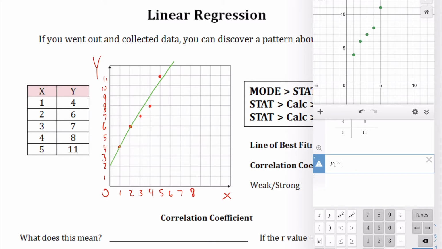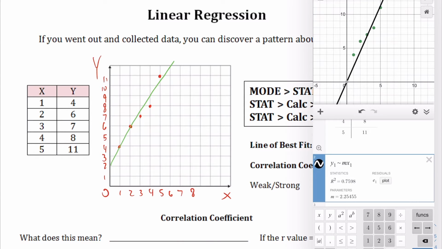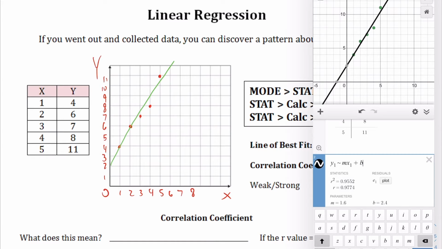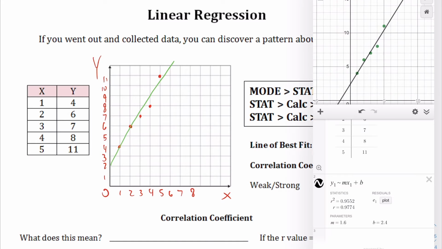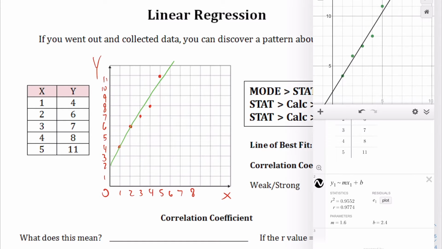So we have y is approximated as, we need m for slope, x, but because the x is coming from the table, we're going to put x1, and then we're going to put plus b. y1 is approximated to be the slope times x1 plus b. And then it gives us all of this stuff, and it even drew a line on the graph for you. It drew the line of best fit. And I think that one right there looks a whole lot like the one that I drew. Very close.